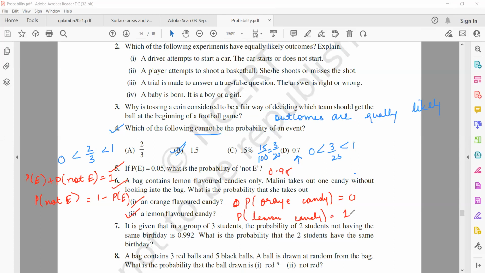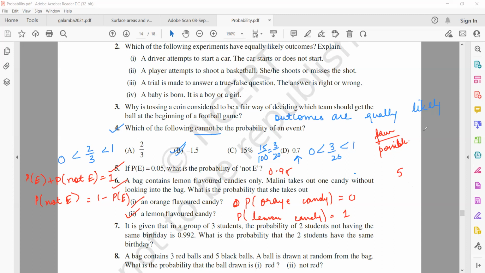See, why 1? If I want to see from the formula, right? Formula is this, that number of favorable outcomes upon number of possible outcomes. Clear? This I told you the formula, right? Yes, ma'am. Okay. Now here it is not given exactly how many candies are there. So let us assume there are 5 candies.